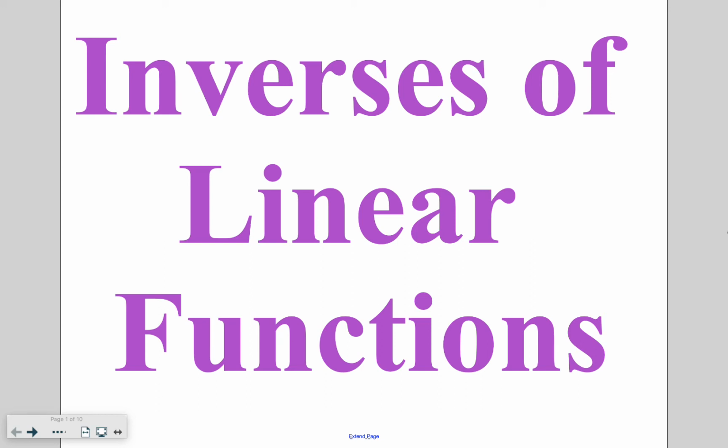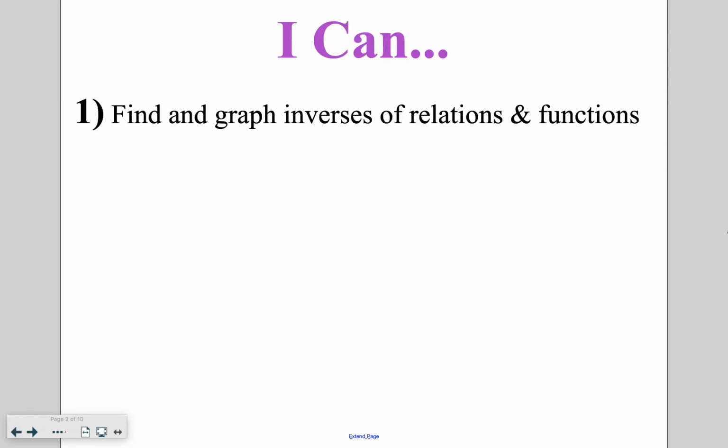Hello class, and welcome to today's algebra lesson, which is about the inverses of linear functions. By the end of today's lesson, you will be able to find and graph the inverses of relations and functions.